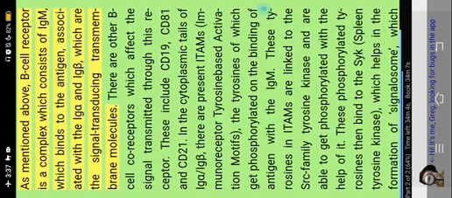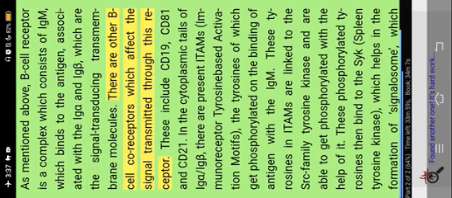B cell receptor signaling. As mentioned above, the B cell receptor is a complex which consists of IgM, which binds to the antigen, associated with the Ig alpha and Ig beta, which are the signal transducing transmembrane molecules. There are other B cell co-receptors which affect the signal transmitted through this receptor. These include CD19, CD81 and CD21.